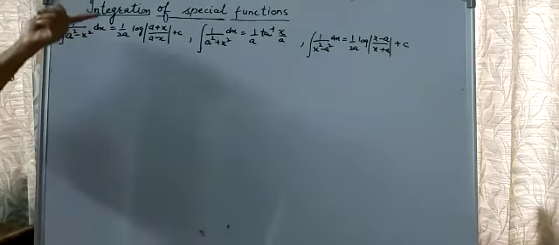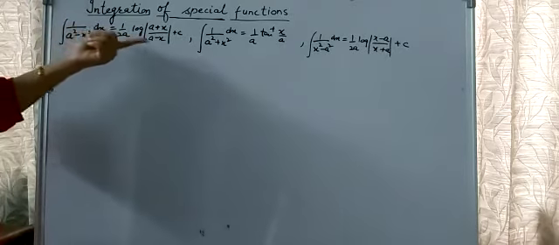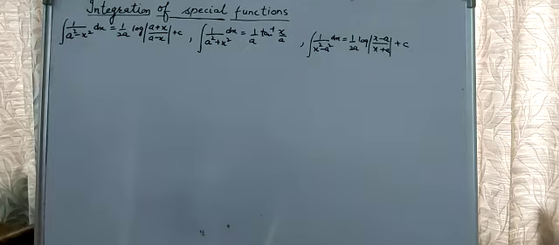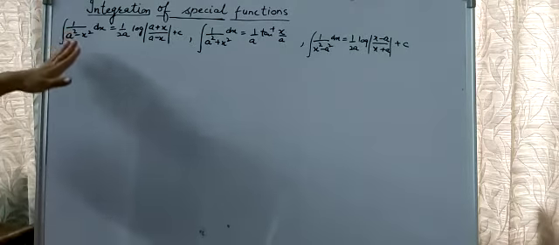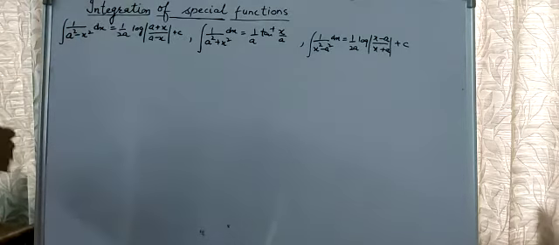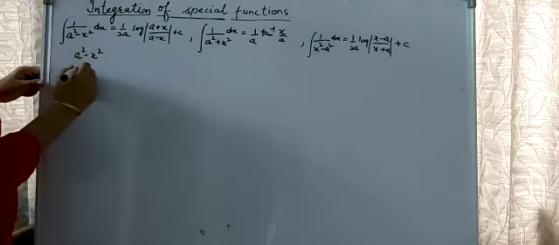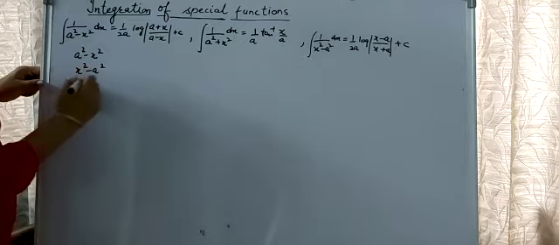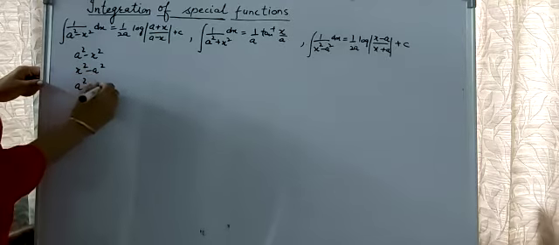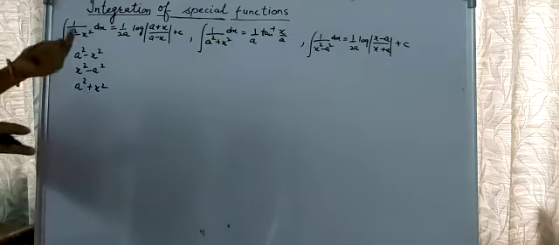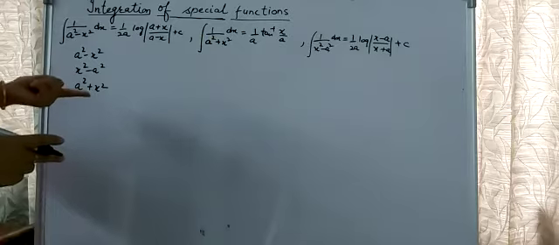questions. Sometimes it is asked in the CBSE board exam to derive this formula and then use this formula to solve the question. So first we derive these formulas. Now look at this. Here we have these three types of functions given to us: a square minus x square, x square minus a square, and a square plus x square. In second chapter we discussed about this.